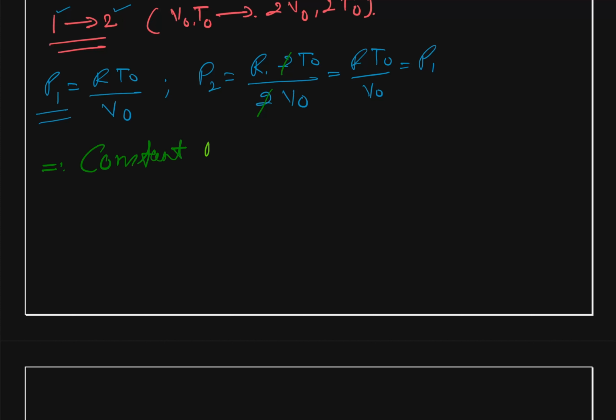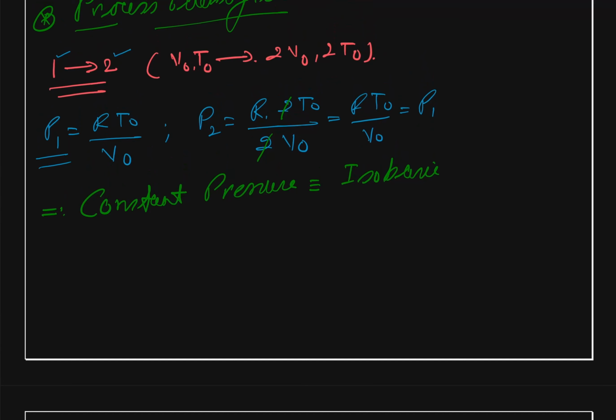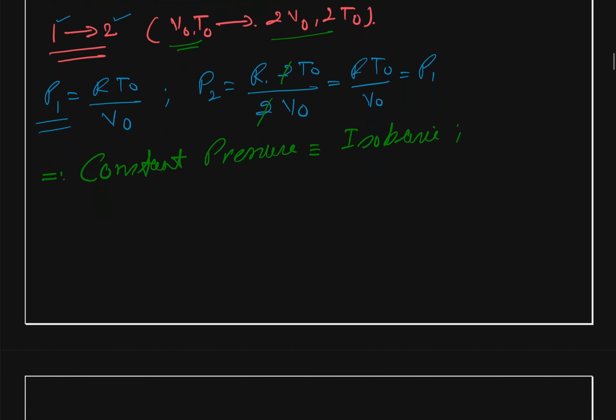Constant pressure, which basically means isobaric. And if you look closely, we can also see that the first is V0, T0 and the second is twice V0, twice T0. So from here we can also write that V is directly proportional to T.